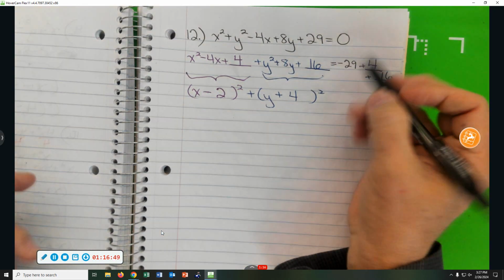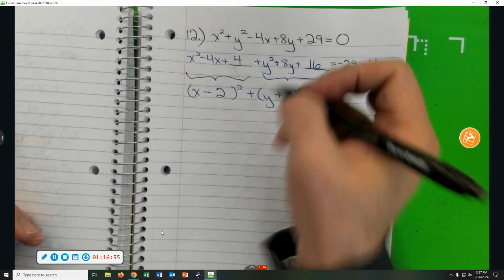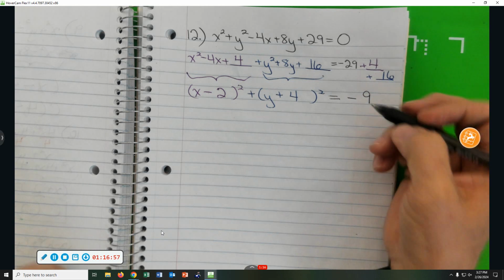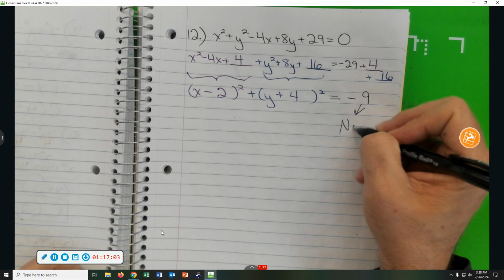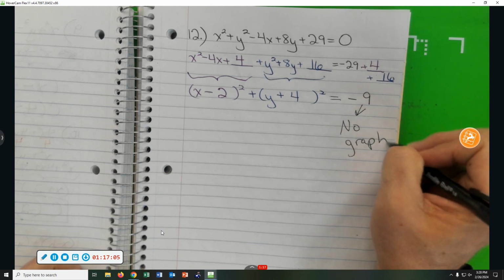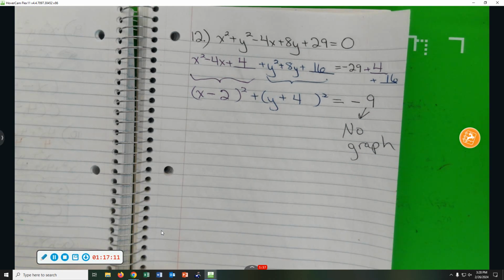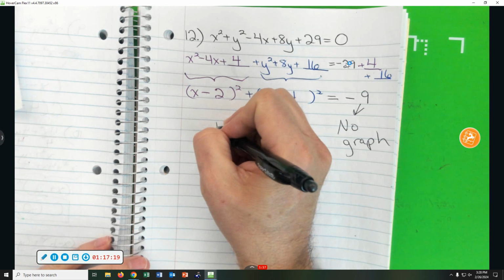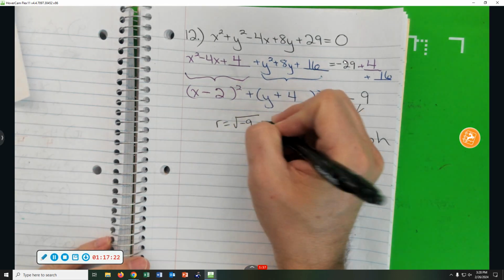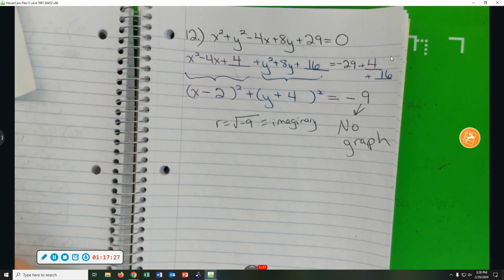What have we got on the right-hand side? That's a negative 29 plus 20. We have a negative 9. What does that tell us about this equation? There is no graph. Because if you try to take the square root of negative 9, you'll get 3i. Think about how we draw the little graphs. Can you move 3i units left, right, up, or down? No, you can't. That is an imaginary number. r equals the square root of negative 9 is imaginary. I guess you just have an imaginary graph floating around somewhere.